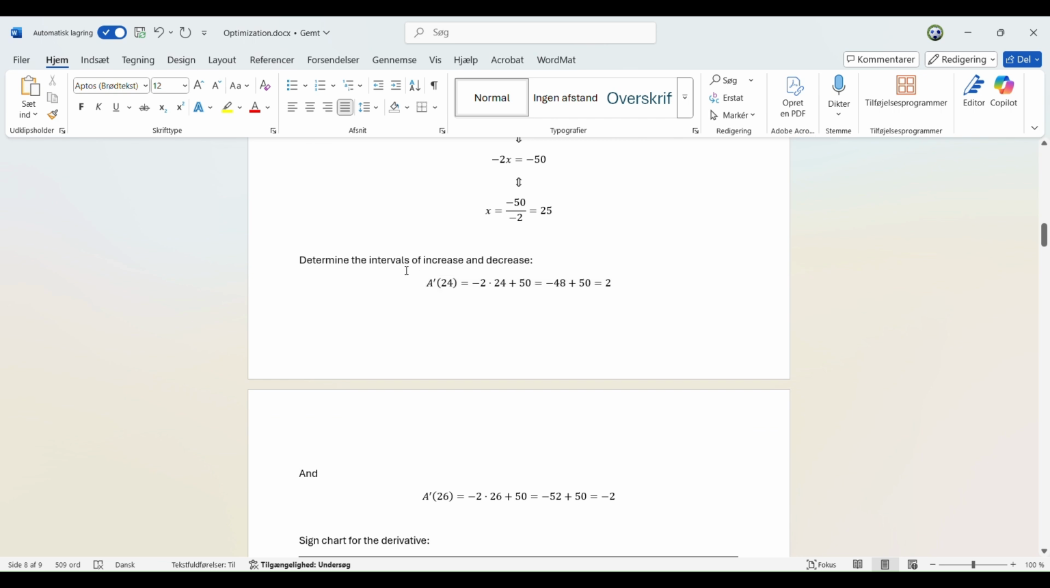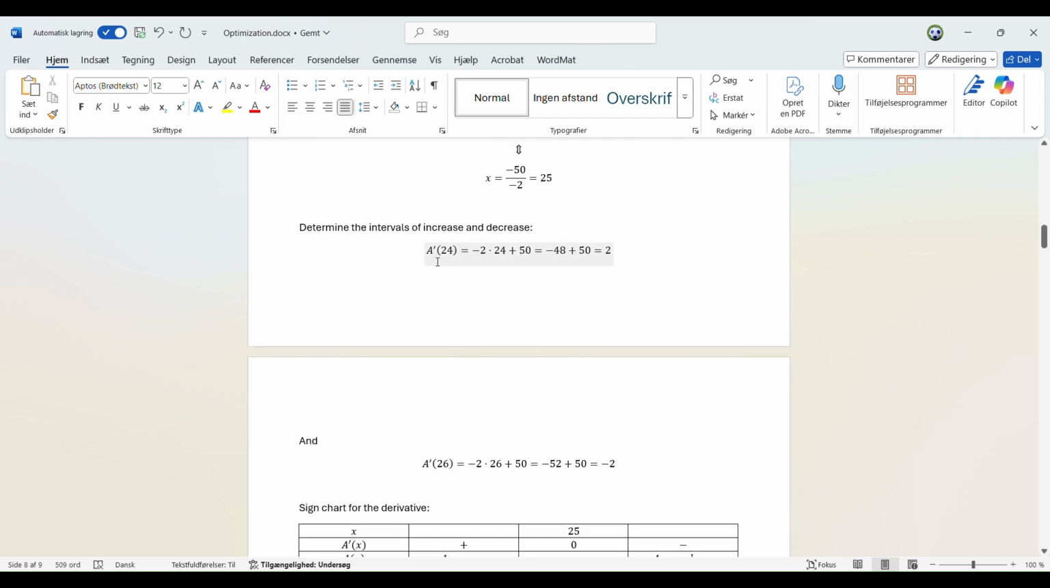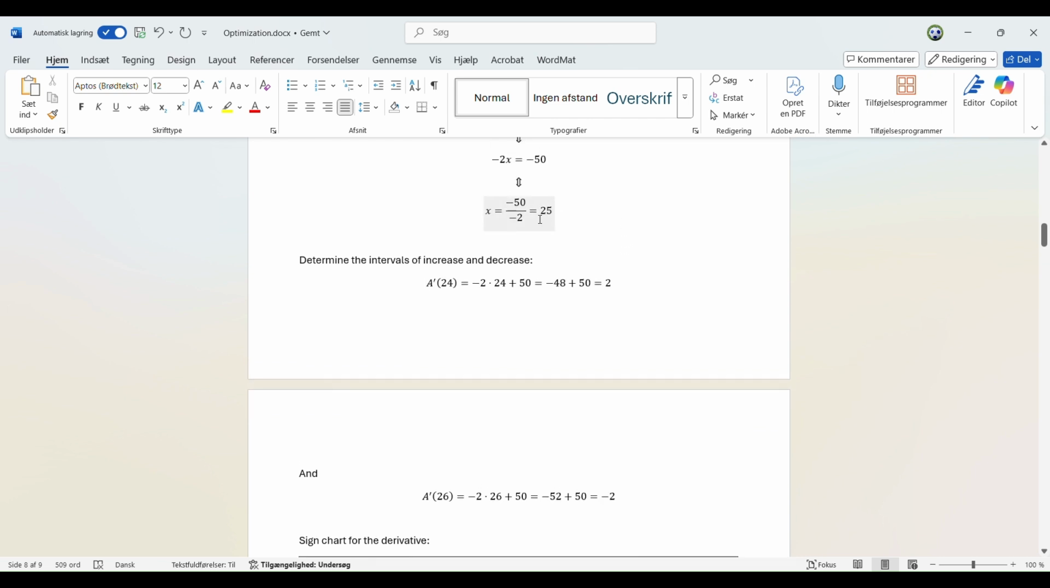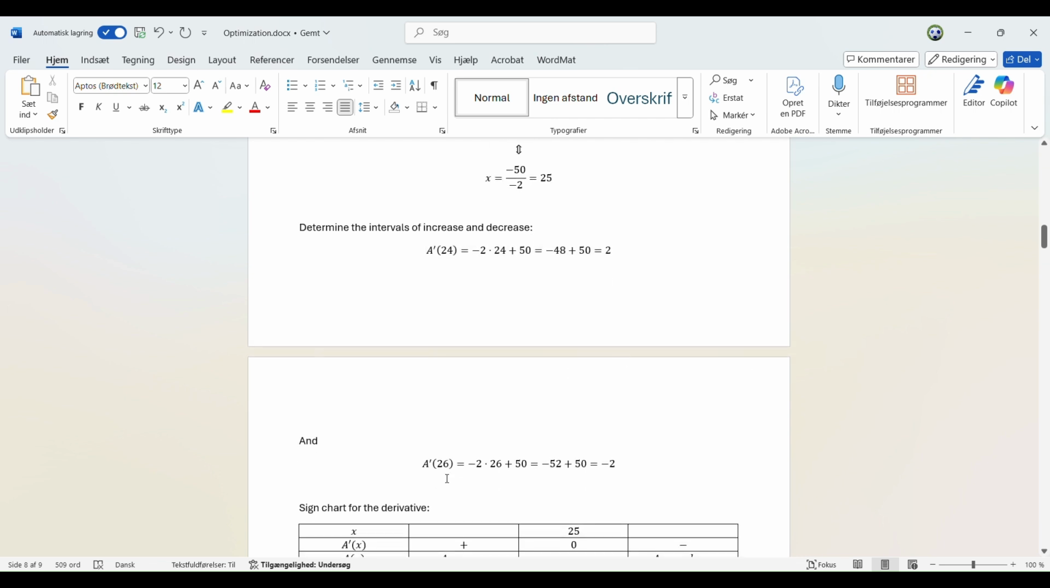So now we want to find the intervals of increase and decrease for our function. And for that we use our first order derivative. So we put in a value of x that is less than 25 and one that is greater than 25. So first off, the one that is less than 25. So A prime of 24 equals minus 2 times 24 plus 50. And that equals in the end 2. Then we do the same for 26, our value of x that is greater than 25. And we put it into our A prime of x function. And then we end up with minus 2.